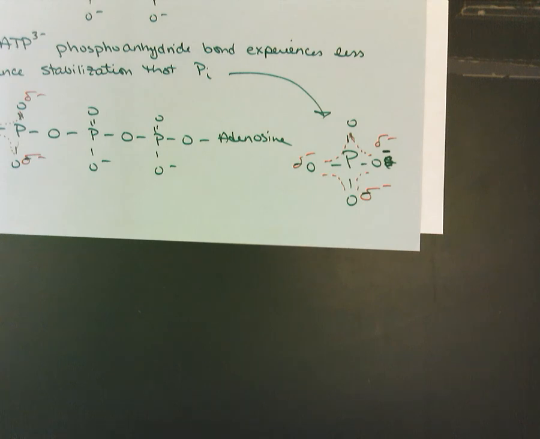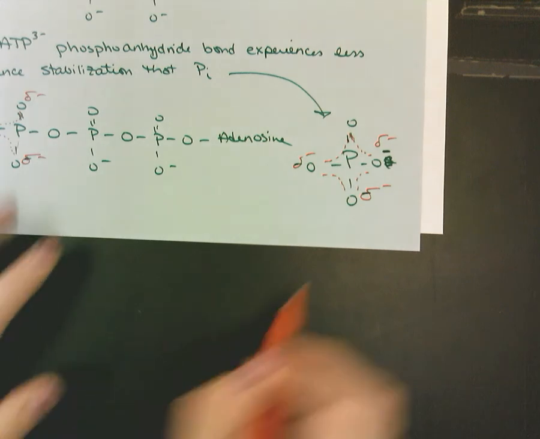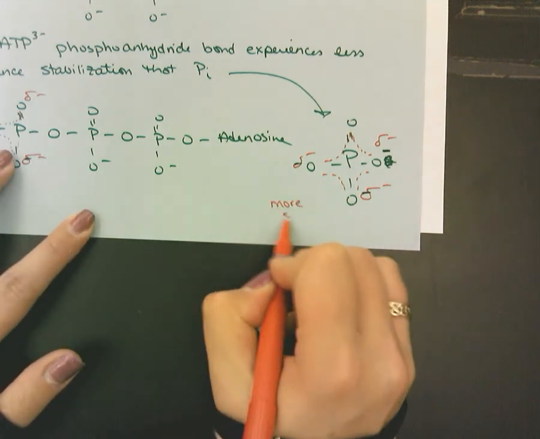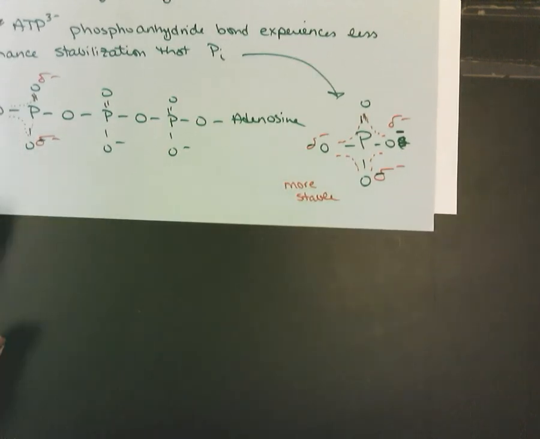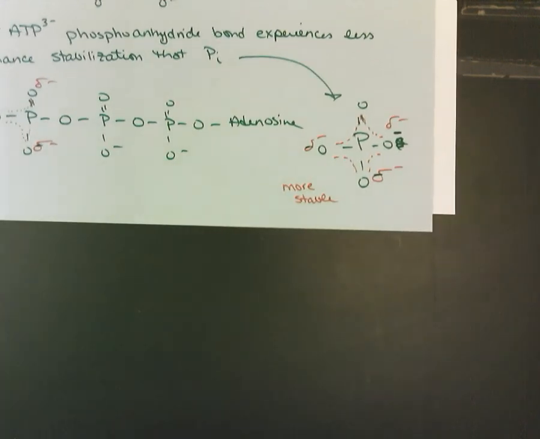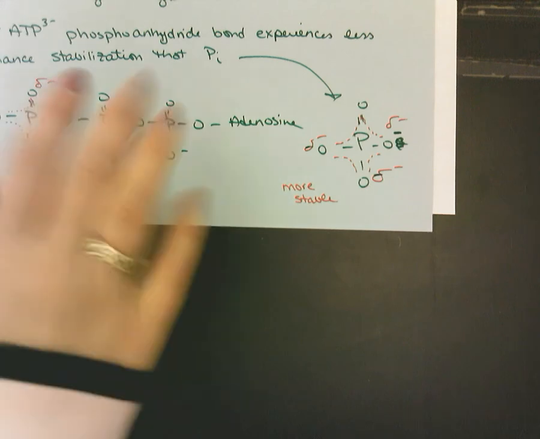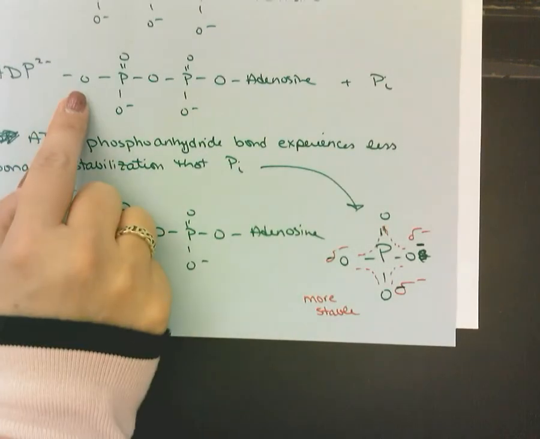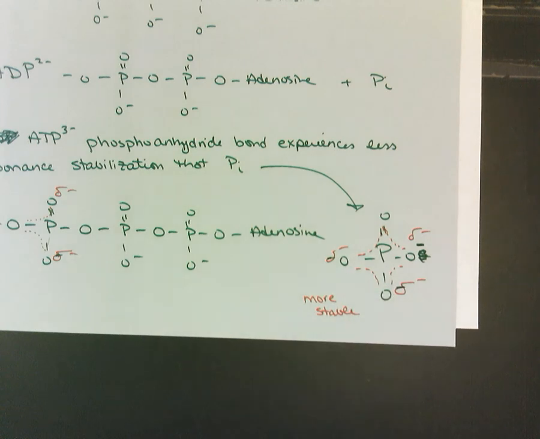So it has more opportunity for resonance, which makes Pi more stable. So phosphoanhydride bonds are high energy because the products are more stable. Both the adenosine product is more stable and the inorganic phosphate that releases are more stable. So it prefers to break apart. And when it breaks apart, it releases a ridiculous amount of energy to go on and do other chemistry.